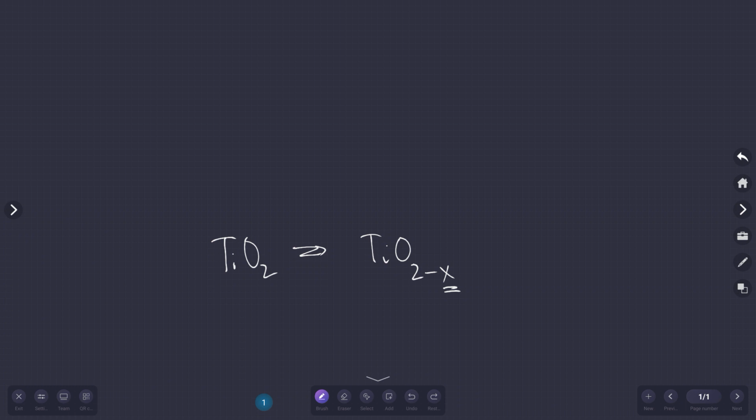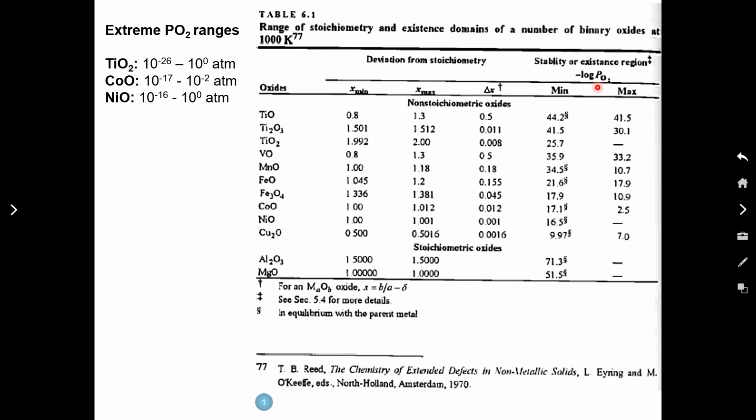Okay. And you can see some of the phase stability and their range of PO2 on a logarithmic scale, logarithmic PO2 minimum and maximum. So this gives you the ranges. There's a negative sign there, so these are going to tend to be negative exponents, I should say. And different materials will vary. In fact, sometimes it will completely transform into different states.